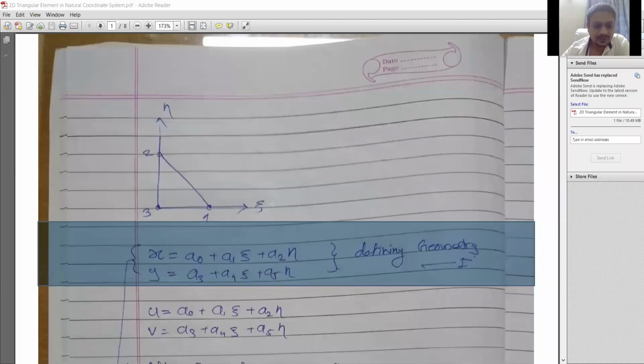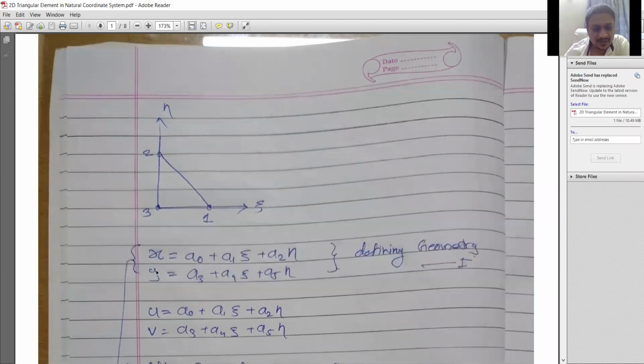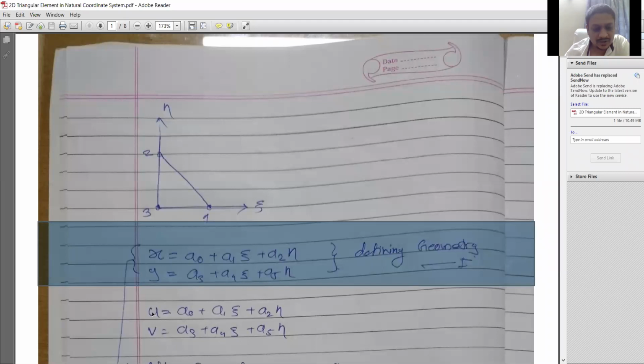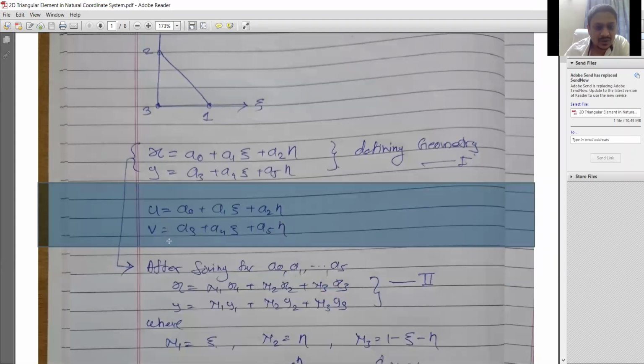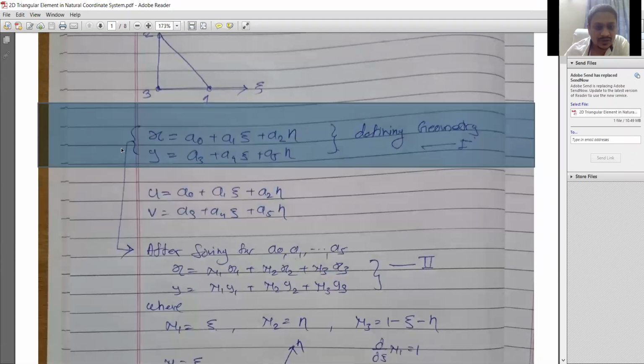Okay, so what I was telling you is that the polynomial function which we have used to define the geometry, that is x and y, the same polynomial function we are using to define the displacement, that is u and v, where u is the displacement in x direction and v is the displacement in y direction. Usually we solve the equations one by one.